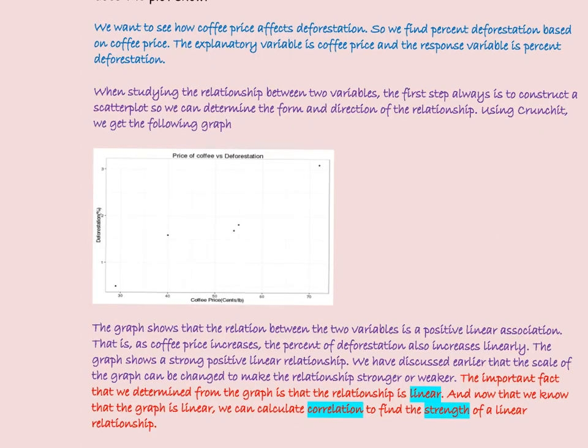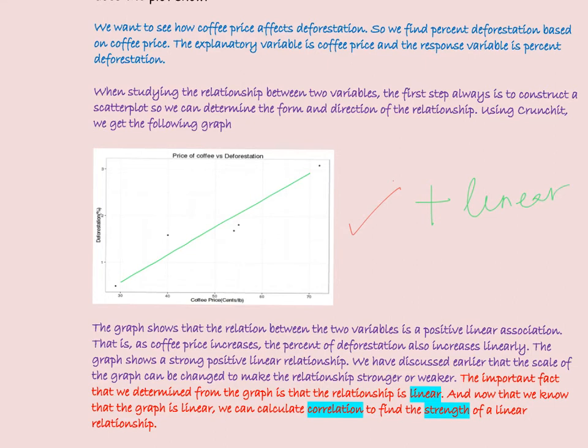So in this problem, we're trying to study the relationship between coffee price and percent deforestation. So we got some data, and what we first do in order to study the relationship between any two variables is to make a scatter plot. That's the first step. We need to know at least something about the nature of the relationship between the two variables. So the first thing we know by looking at the scatter plot is that the relationship is a straight line relationship. It's a positive linear relationship.